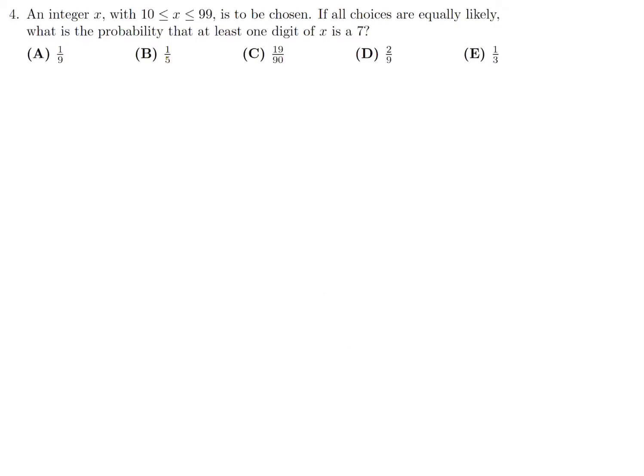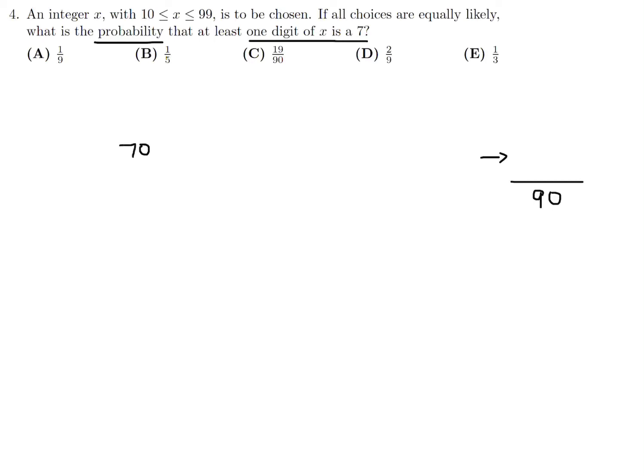An integer with 10 less than or equal to x less than or equal to 99 is to be chosen. If all choices are equally likely, what is the probability that at least one digit of x is a 7? So it's a probability question, so first we have to figure out the total to put in the denominator. Total number of integers between 10 and 99 inclusive is 90. Now we have to figure out for the numerator the condition, which is in this question the integer has to have at least 1 seven in it.